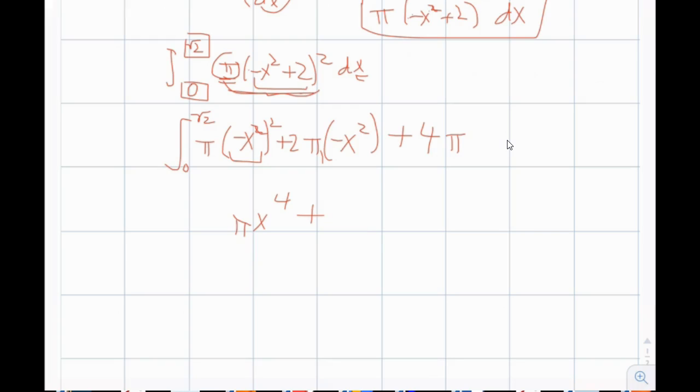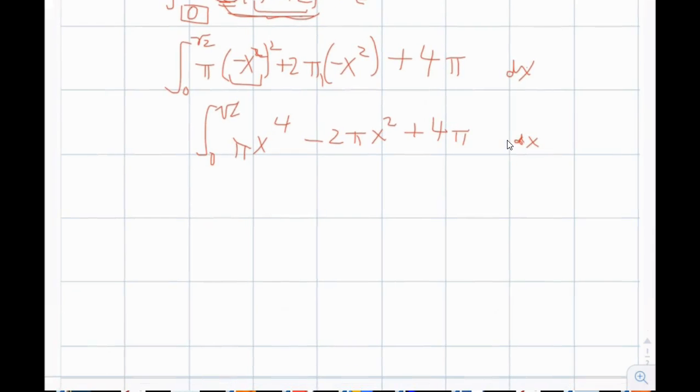And then we have negative x squared times 2 pi, so that would be equal to negative 2 pi x squared, right? Then we have plus 4 pi, which remains 4 pi. And we still haven't taken the integral. Okay. Now I'm going to take the integral. Since it's nice and simplified, it's easy to take the integral. Pi x to the 5th divided by 5 minus x cubed divided by 3 minus 2 pi plus 4 pi x.